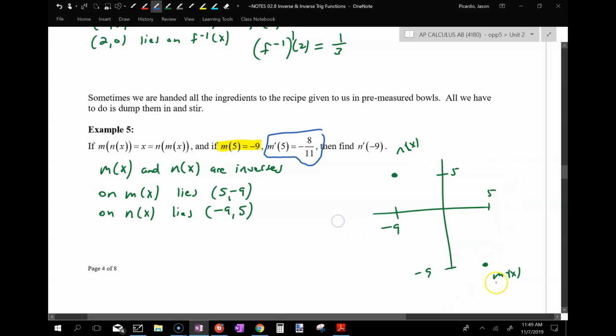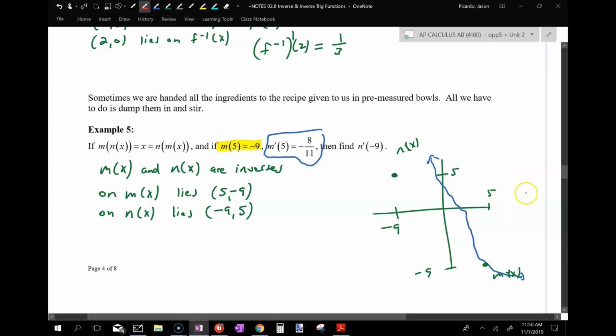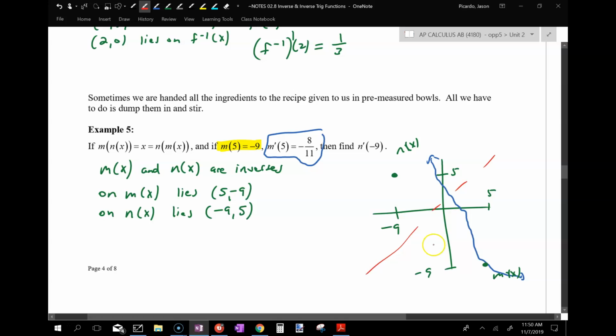The slope of m has to be negative. So maybe it looks something like this. How's that? Right? So now what would the other one look like? Maybe it would look something like, let's see. If that's here, I don't know. Anyways, you get the idea, okay?